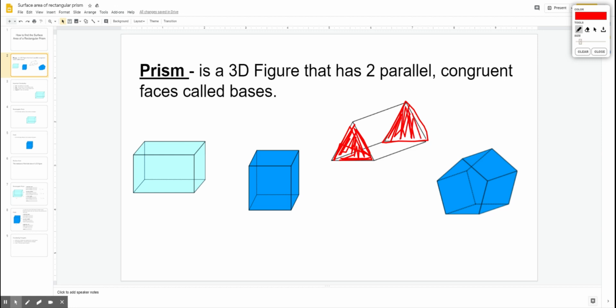They are parallel, which means that they are on opposite sides, and they are congruent, which means that they are the same size and the same shape. So they call this a triangular prism because the triangles are considered your bases.